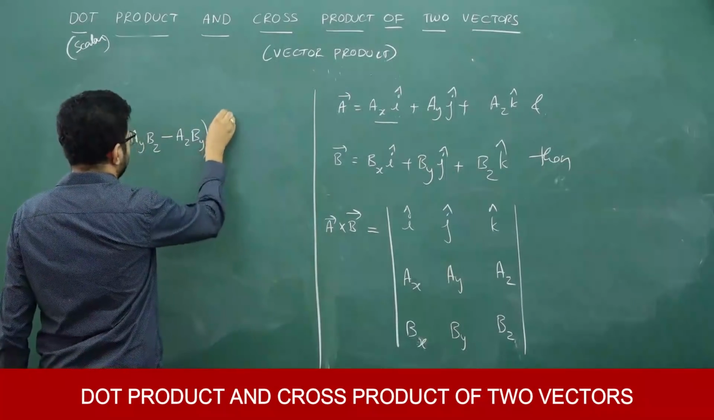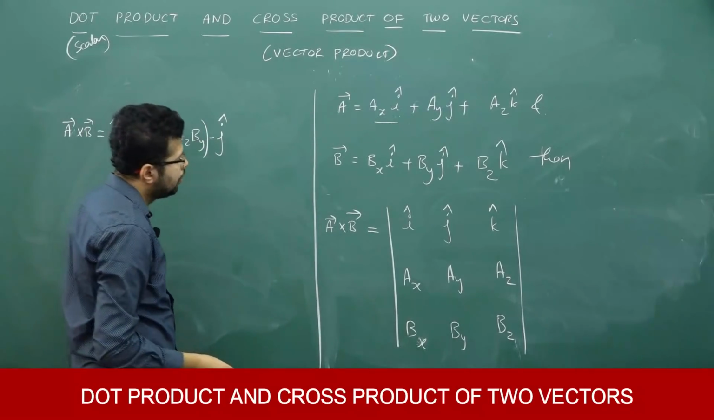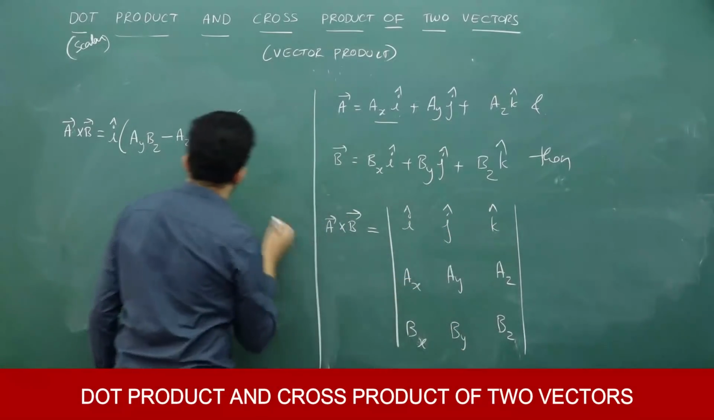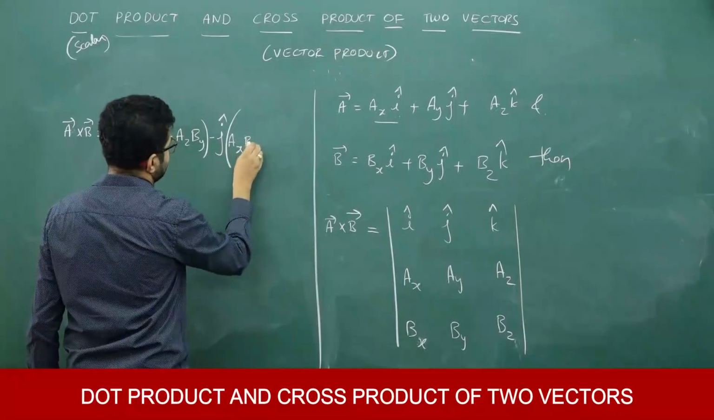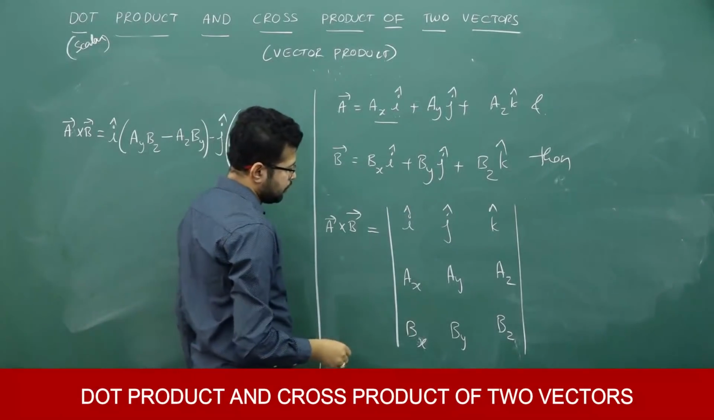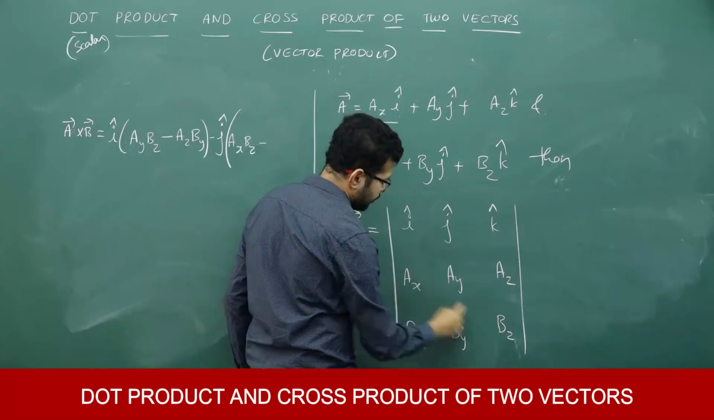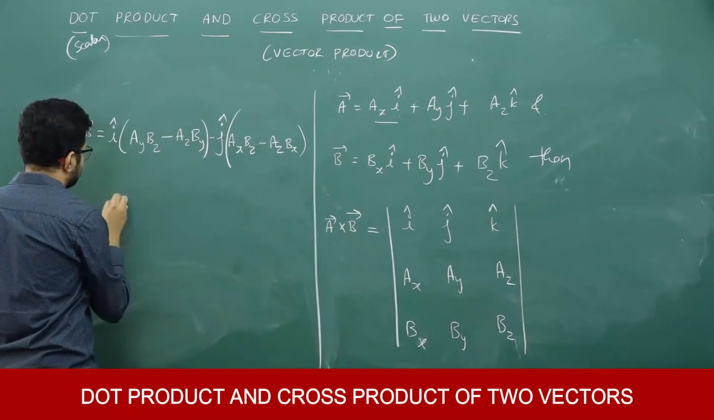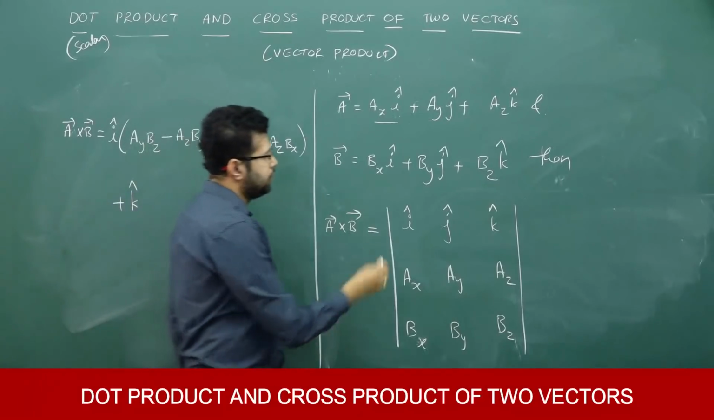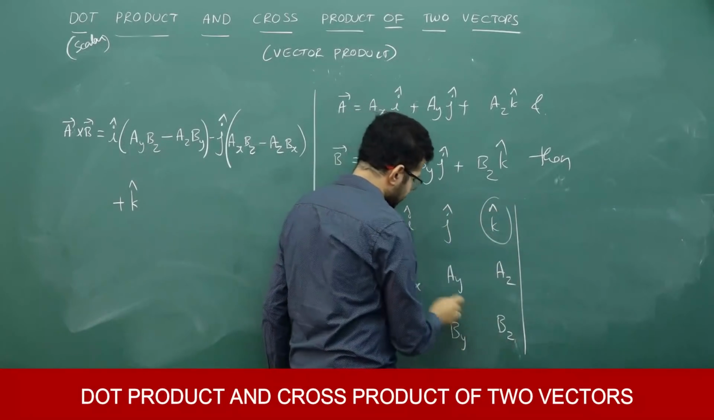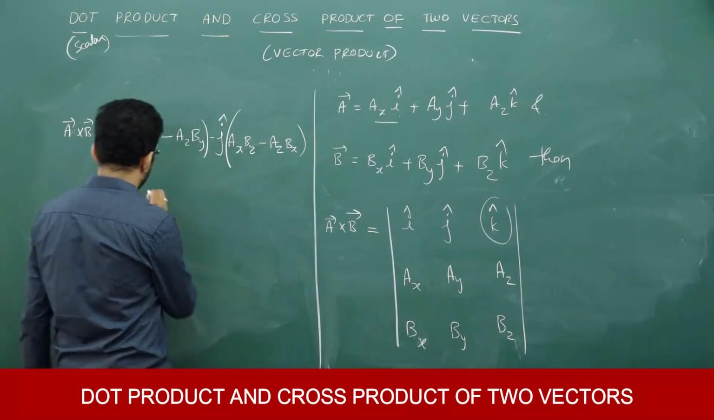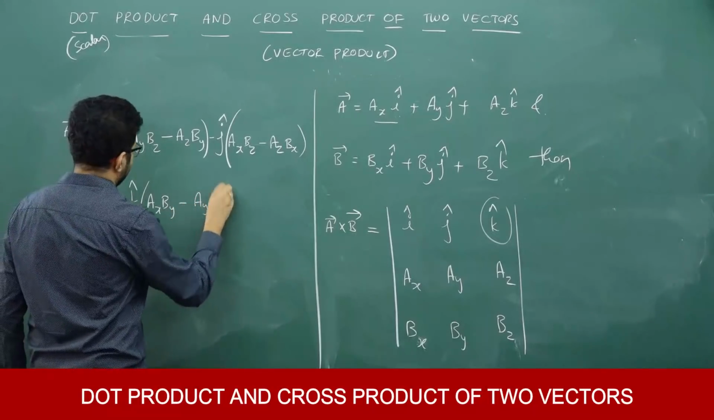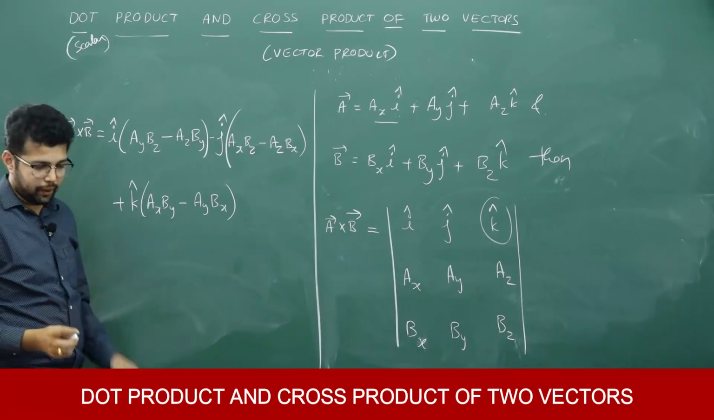Then minus j cap, so plus, minus, plus, like that we should put. j cap into, leaving this column and this row, Ax Bz minus Az Bx. Plus k cap into, leaving this row and this column, Ax By minus Ay Bx. So this is how you can find the cross product.